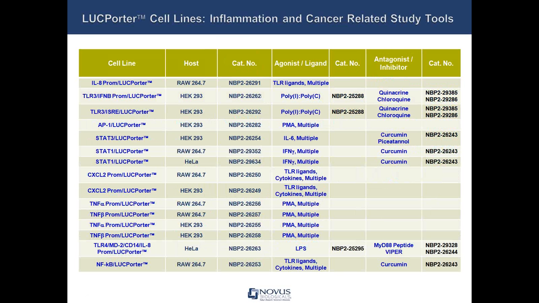We also have LUCPorter cell lines related to inflammation and cancer study, including AP1, STAT3, STAT1, CXCL2, TNF-alpha, TNF-beta, and also we have interferon beta and ISRE. We have some agonists and also antagonists related to these LUCPorter cell lines.